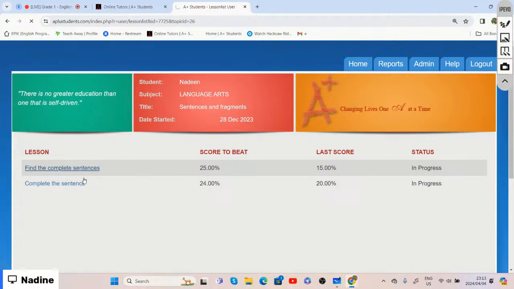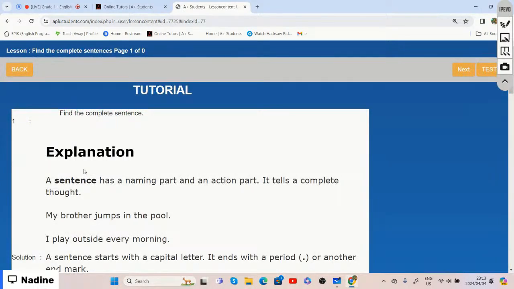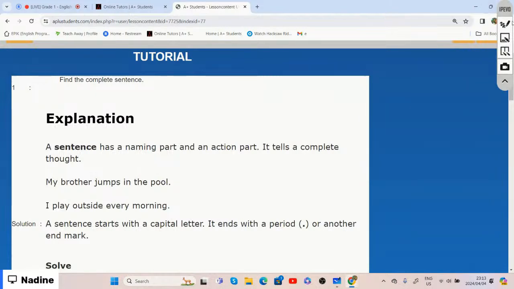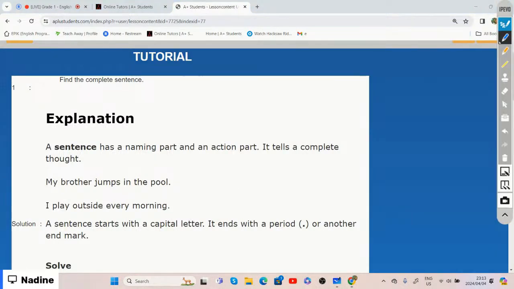And the first lesson is to find the complete sentences. And remember, we said a complete sentence has both a naming part and an action part. All right, so once again, a sentence has a naming part, and a sentence has an action part. The naming part can be a noun, or we can call it a subject. And the action part we can call a verb, right?